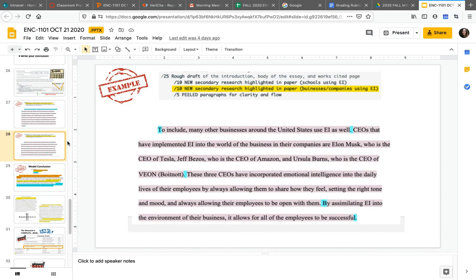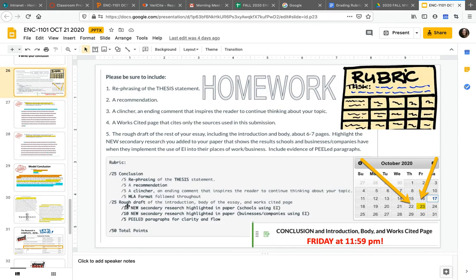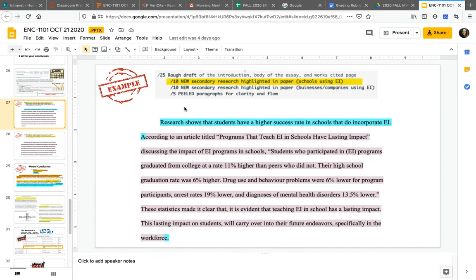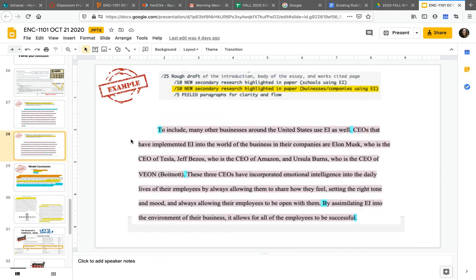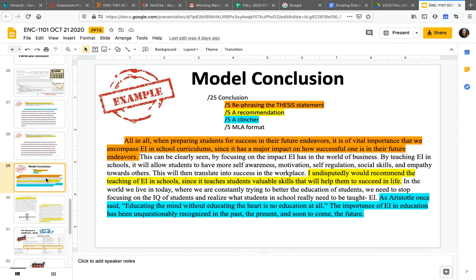Okay, so these are two examples. Like on this rubric, right, we've got these 20 points here. These slides are showing examples of how to get this 10 points and then this 10 points. All right, and then on the next slide, there is a model conclusion. So you might want to check that out and just make sure that you have all these parts. You rephrased your claim, you made a recommendation, and then you have a clincher.